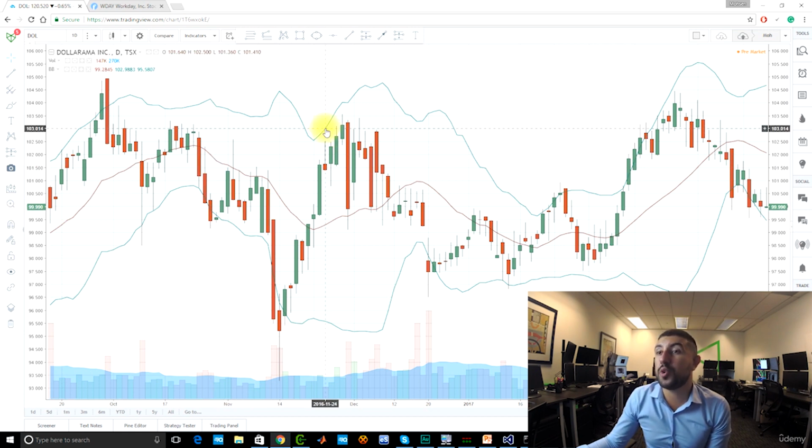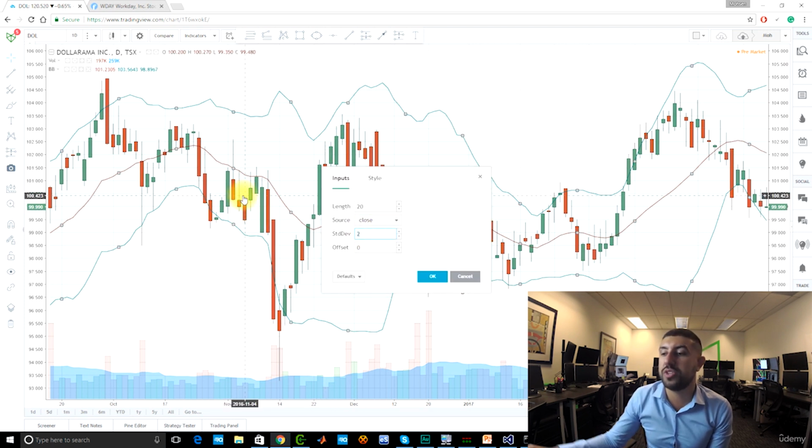Now, if you're less risky and you only want to take very good trades that are extremely unlikely to happen, I can say, okay, well, I want to put 3 standard deviations. And look at this, the bands will widen, right?